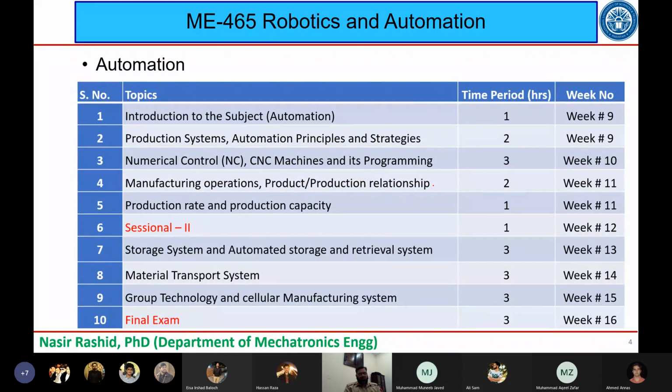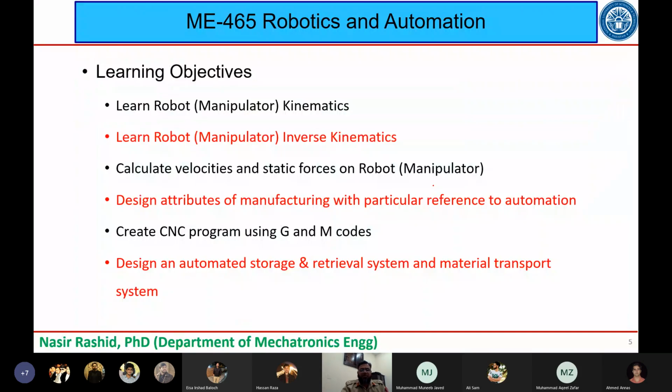So it means that the course contents which I have made, I hope we will go with these contents, and we do not need to change them. So probably we will go with this. Automation is also covered, so let's move forward, and then we talk about some learning objectives.